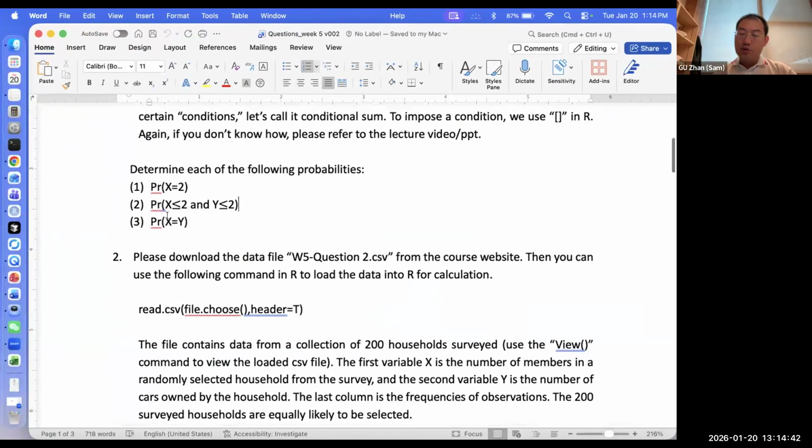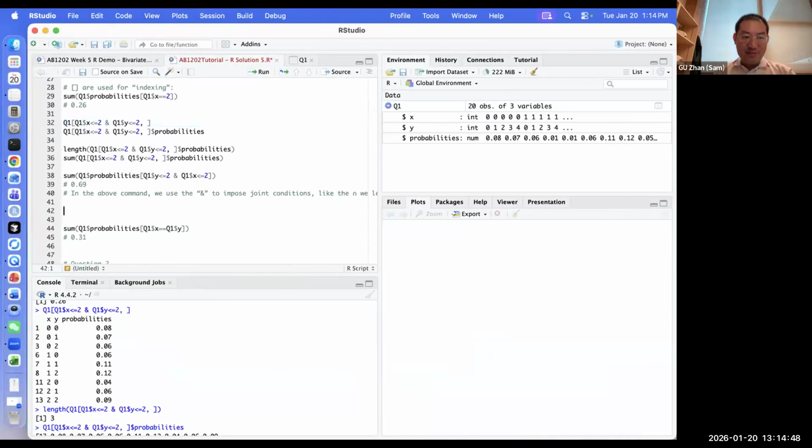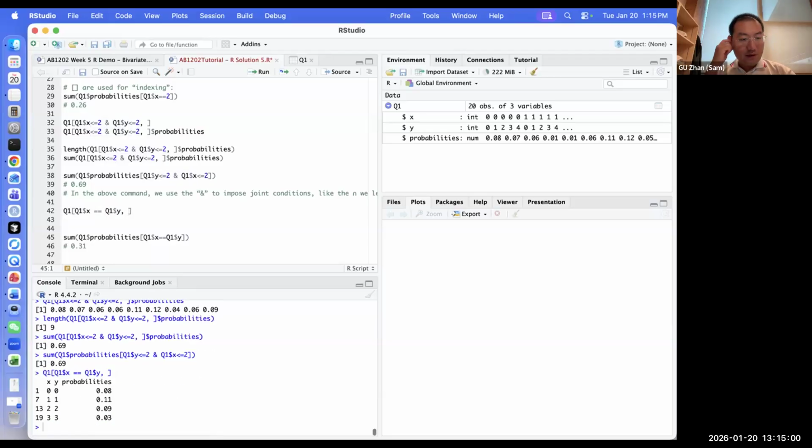Then the probability x equal to y. Again, now the probability x equal to y, so we'll be using this method. Instead of x less or equal to 2, we type that it is equal to another variable, y. It's quite flexible, right?